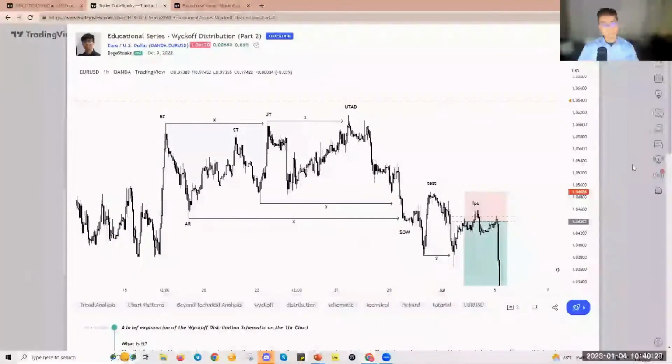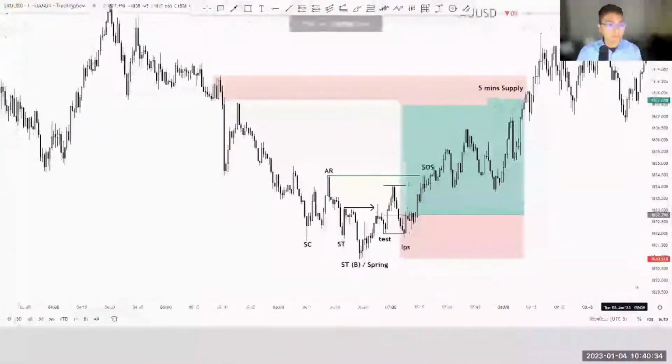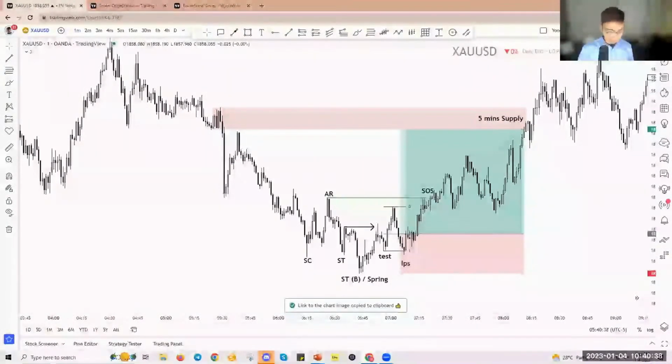So yeah, that's how I enter a trade. Okay, I'll screenshot this down and then I'll send it to the chat. This is for Go, the Wyckoff accumulation schematic.